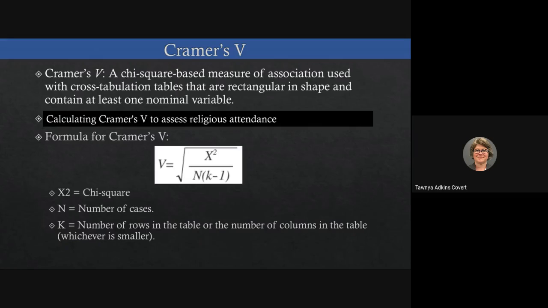So the calculation, again, we have that chi-square value in there, and for our number of cases, we have a new symbol here, and that is K. K stands for the number of rows in the table or the number of columns in the table, whichever one is smaller. So if we have a 3 by 2 table where we have 3 columns and 2 rows, then our K would be 2 because it is the smaller of those numbers. And that's what we're going to see in the example here that I have.